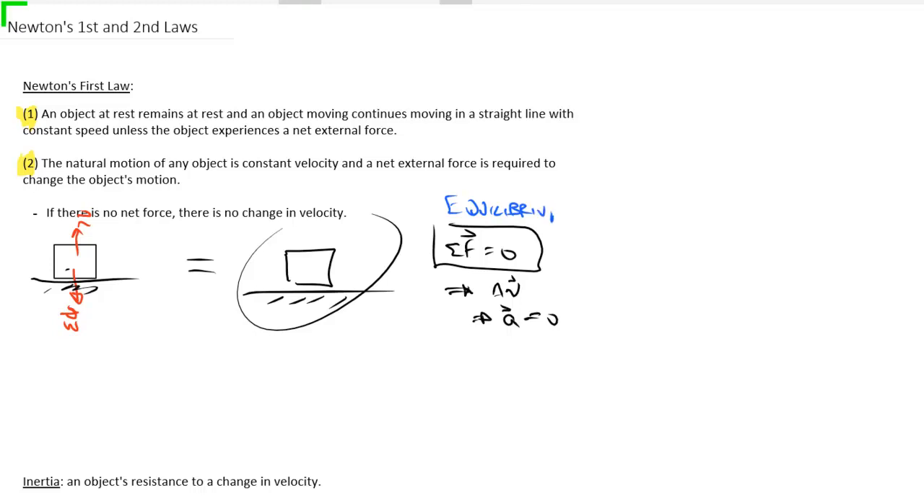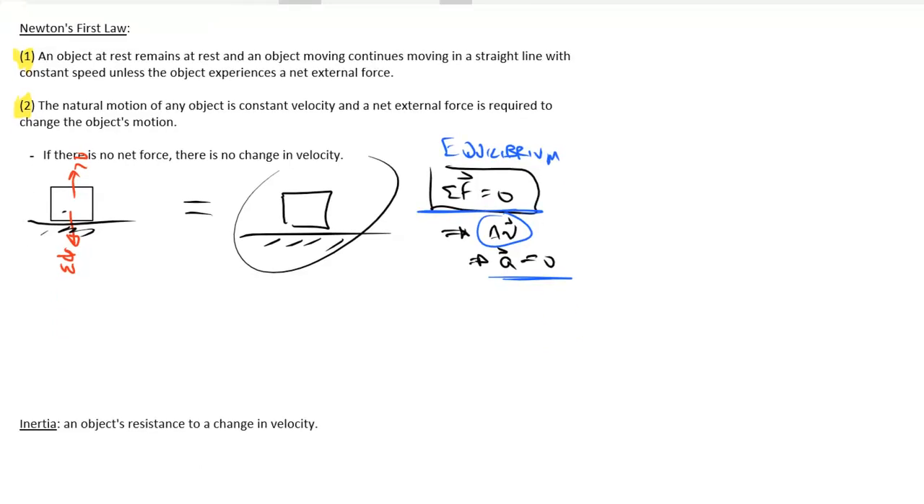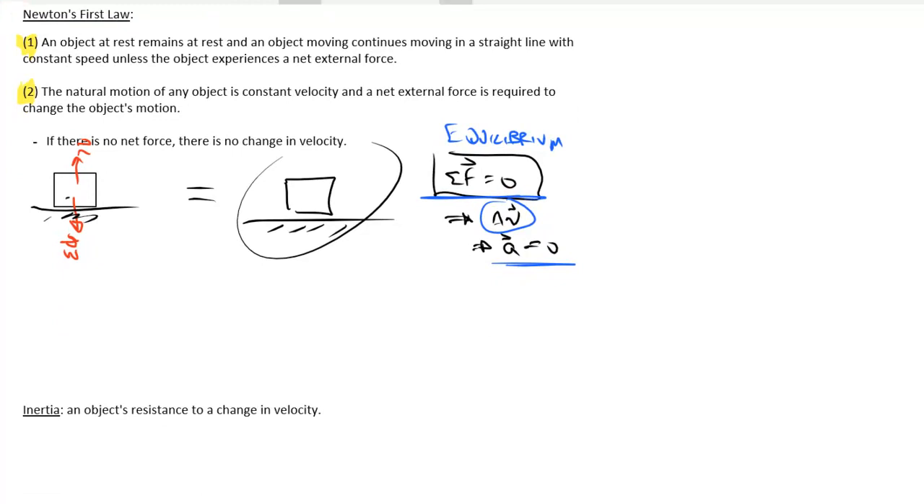Equilibrium means that there is no change in velocity, which therefore means there is no acceleration, which means there is no net force acting on it. That isn't to say there are no forces whatsoever acting on it. In this case here, we had a weight acting downwards and a normal force acting upwards. There were two forces acting on it, but the net force is equal to zero. So this is an equilibrium.